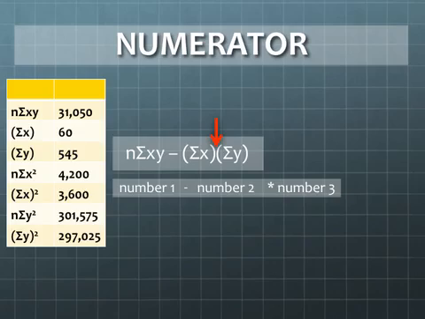All we need to do now is put the right numbers in the right positions. We can replace the first term in the formula with the number 31,050. We need to write this number in the appropriate position. We can replace the second term in the formula with the number 60 that we calculated earlier. We can replace the third term in the formula with the number 545.